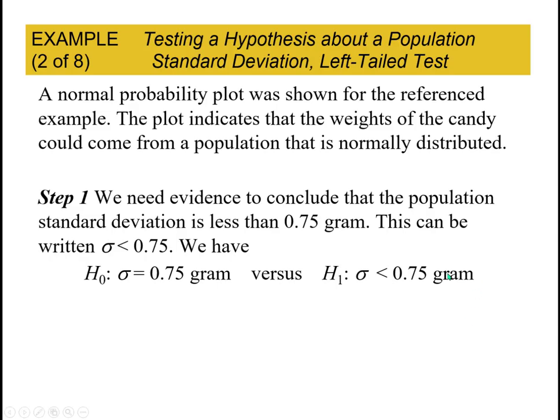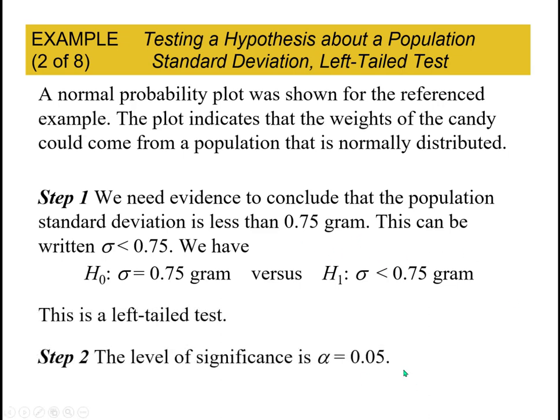All right, so now let's talk about our hypotheses. Our null hypothesis is that the standard deviation is what it was, 0.75, versus our alternative hypothesis, which is our standard deviation is less than that. It's a left-tailed test because we're hoping that the machine calibration made the standard deviation decrease, making it more accurate to produce these candies. So this is a left-tailed test, and our level of significance was given as 0.05.